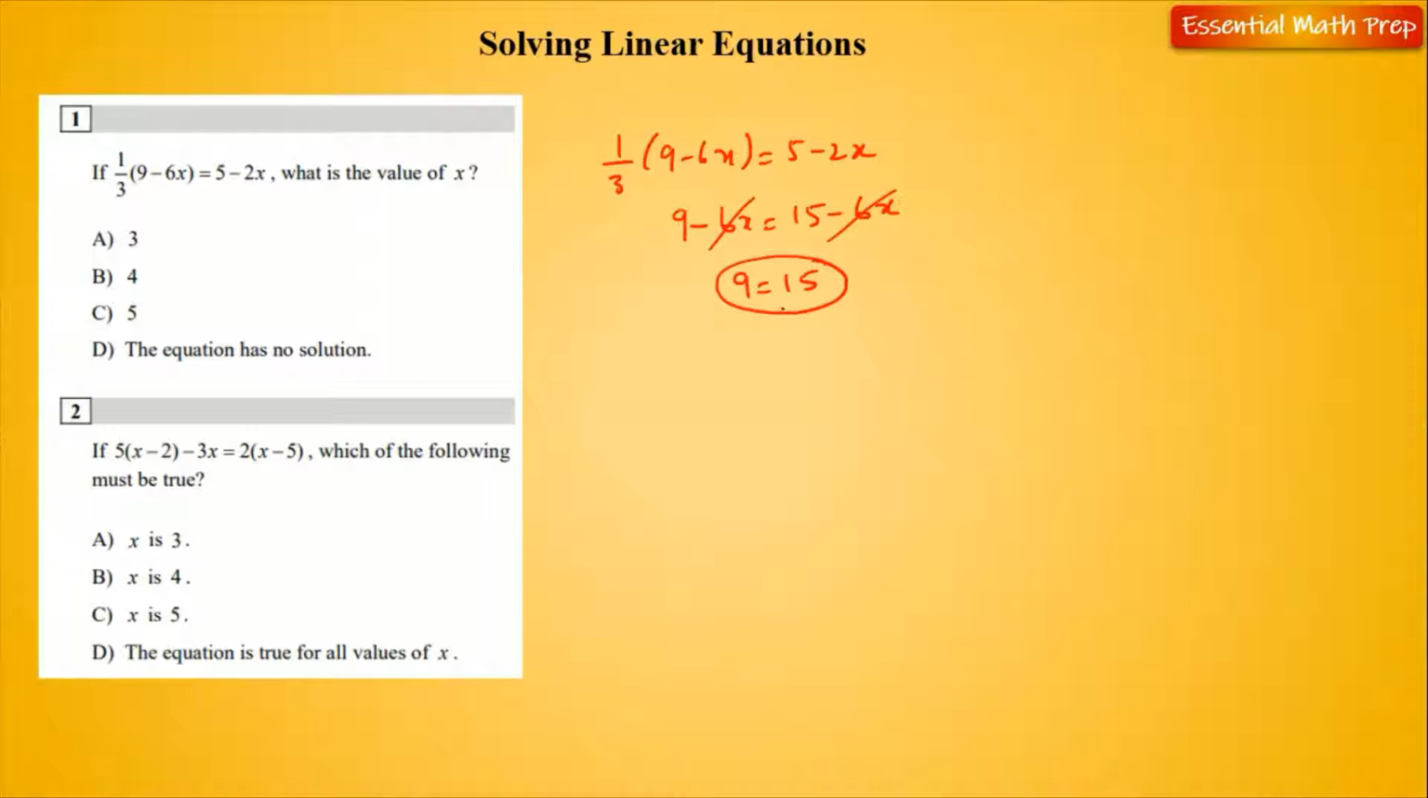These two terms are not equal, right? So no matter what the value of x is, the two terms would never be equal. So the equation has no solution, right? Let's go to the second problem.